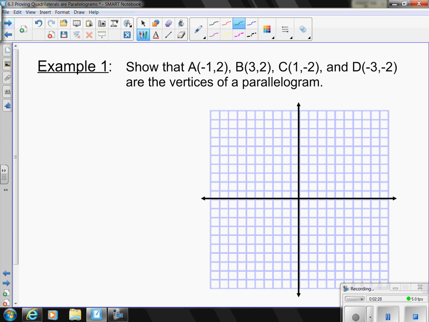Here's our first example. It's probably the hardest type of problem you'll see in 6.3. We're going to show using a coordinate proof that a given figure is a parallelogram. We know the vertices are at (-1, 2), (3, 2), (1, -2), and (-3, -2). These were the vertices A, B, C, and D.